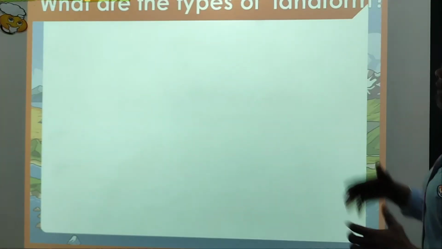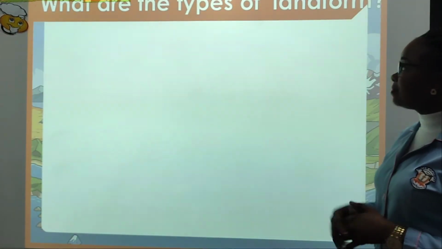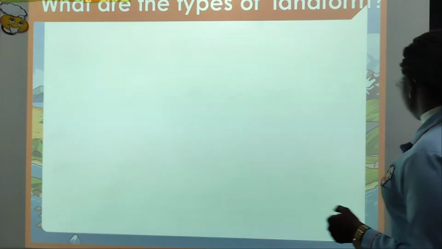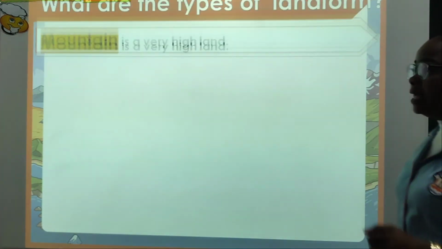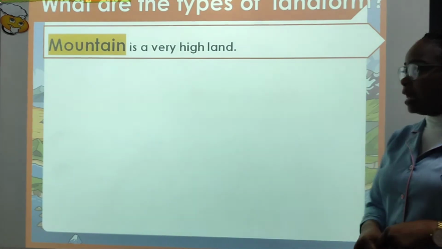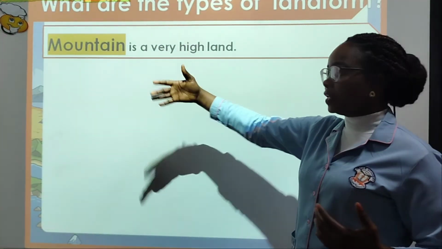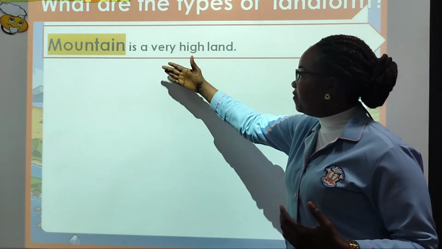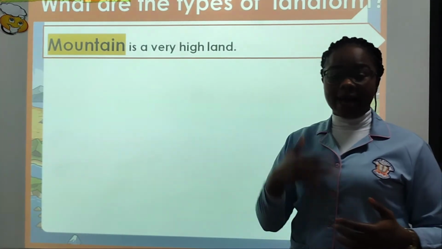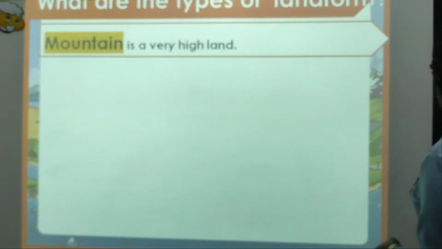Now, what are the types of landforms again? The first one is what? The mountain. Mountain is one of the types of a landform. And what is the meaning of a mountain? A mountain is a very high land.